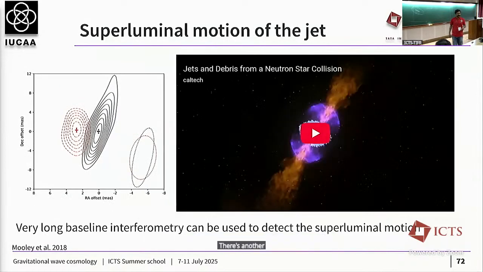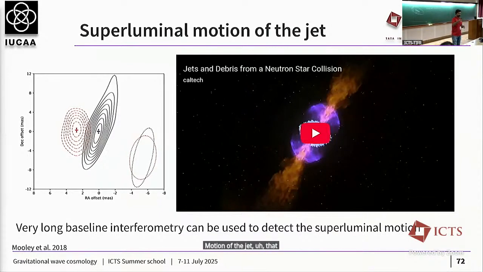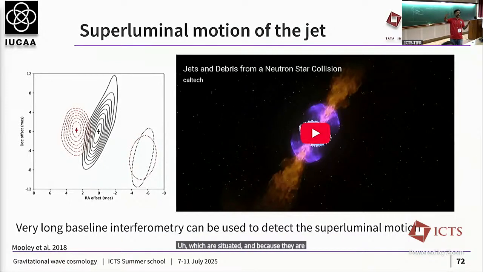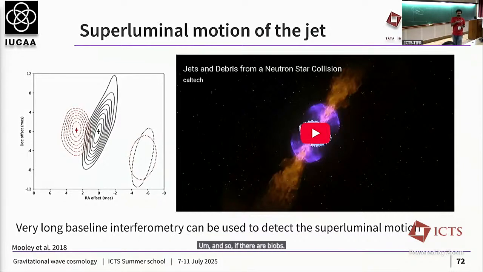There's another interesting thing that you can do, which is to look at the motion of the jet that came out from this event, and try to track its motion using something called very long baseline interferometry. These are radio telescopes all over the world, and because they are all over the world, the resolution is quite good. So if there are blobs in the jet that are moving, you can track them with very good accuracy. So that's what they did.